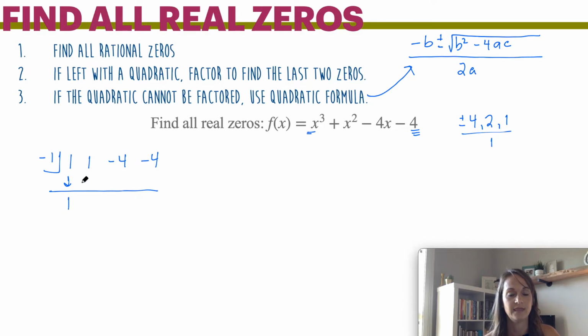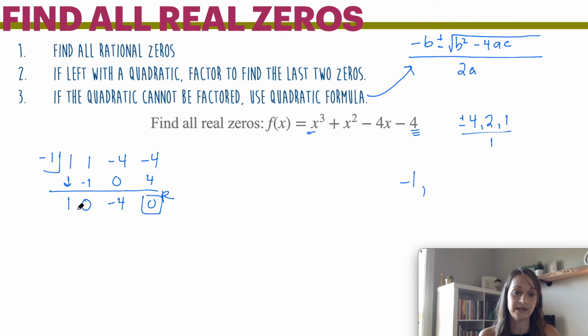Bring down the 1. That gives me negative 1. That gives me 0. This gives me negative 1 times 0 is 0. This gives me negative 4. And negative 1 times negative 4 is a positive 4. And we got our remainder of 0, which is great. So we know that negative 1 is a 0.